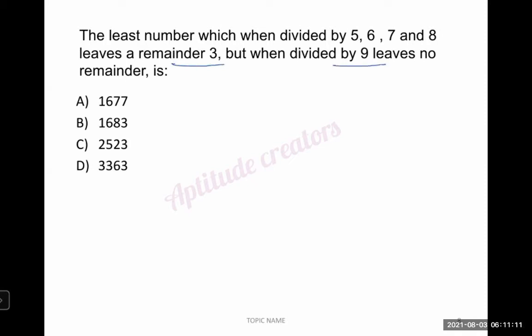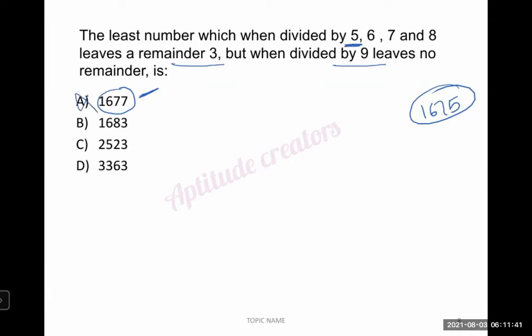Now, divided by 5, you will get the remainder as 3. Here, if I am dividing with 5, I will get the remainder as 2, right? Because here 1675 is completely divisible by 5. Here you will get the remainder as 2. But he is saying that if you divide with 5, you will get the remainder as 3. This is not possible. I am eliminating option A.